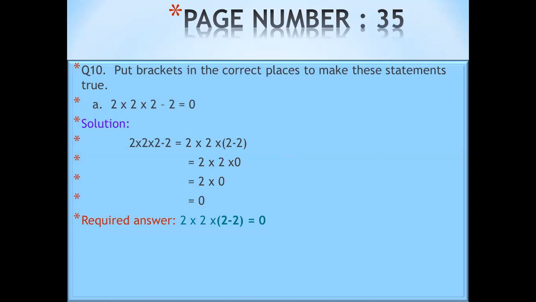Now you see I do the solution for part 1. 2 multiplied by 2 multiplied by 2 minus 2. If we enclose 2 minus 2 within the brackets, what happens? 2 minus 2 will be 0. And when we multiply 0 with every number, the answer becomes 0. And also in the question you see 2 multiplied by 2 multiplied by 2 minus 2 is equal to 0. So this fulfills the statement of part A if we enclose 2 minus 2 within the brackets.